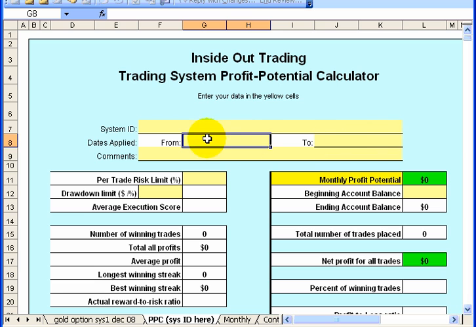So all you have to do is fill in the system ID, the dates, let's say you're back testing. So you put in the dates of the time period that you're going to be testing, corresponding to the market data, and then any pertinent comments that are meaningful as far as the information you're going to get out of here. Maybe market conditions. Like if you're looking at gold right now, we're looking at all-time highs because the market's been going crazy with the credit crash and all that kind of stuff.